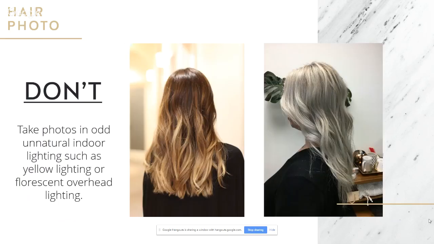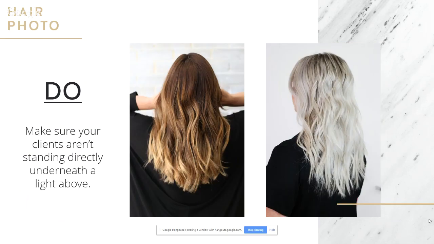Next, don't take photos in odd, unnatural indoor lighting, such as yellow lighting or fluorescent overhead lighting. So both of these clients are standing in really bad lighting. You're not noticing the color of the hair. You're not seeing how beautiful it is. It looks brassy in the first one. It looks gray in the next one. And it's because they're standing directly underneath a light. And obviously, you guys can see that kind of shine that happens across the head. So do make sure your clients aren't standing directly underneath a light above.